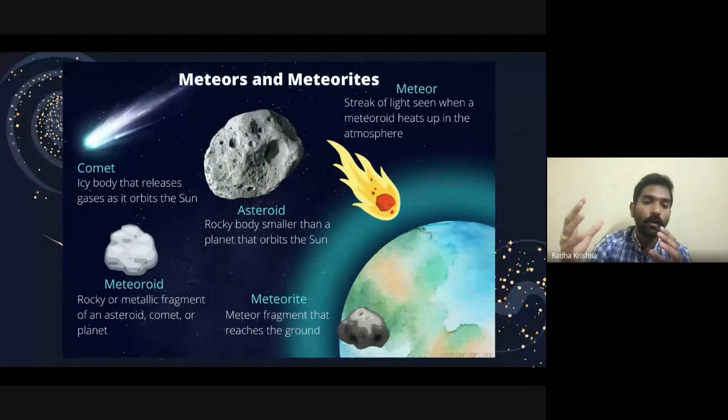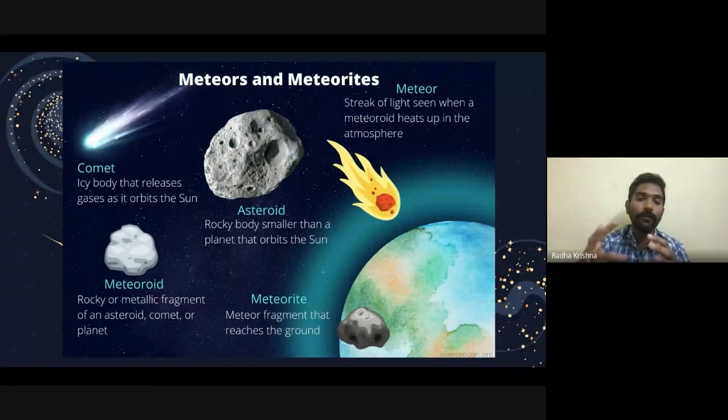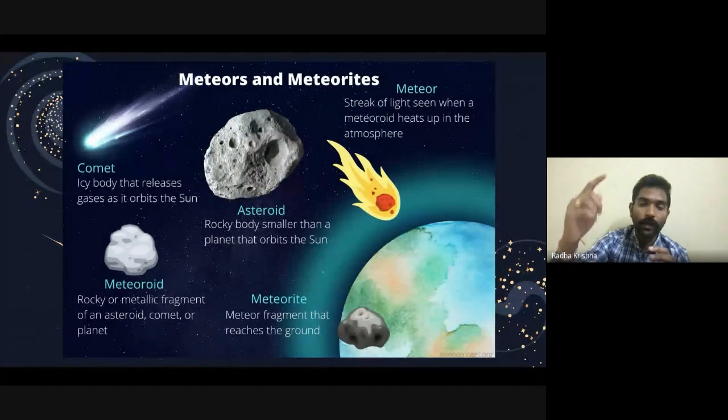Comets have very long orbits, and asteroids don't tend to lose a lot of material from them, right? And the composition of asteroids and comets are really different. Comets, when they come close to the sun, shed a lot of weight, they send out a lot of material, and that's why you see comets with a big tail.